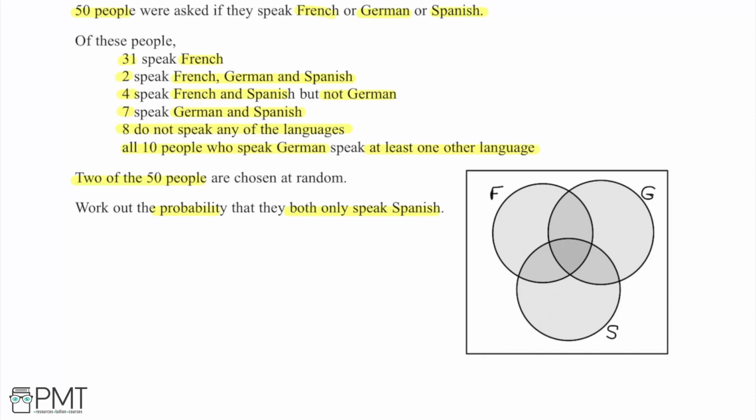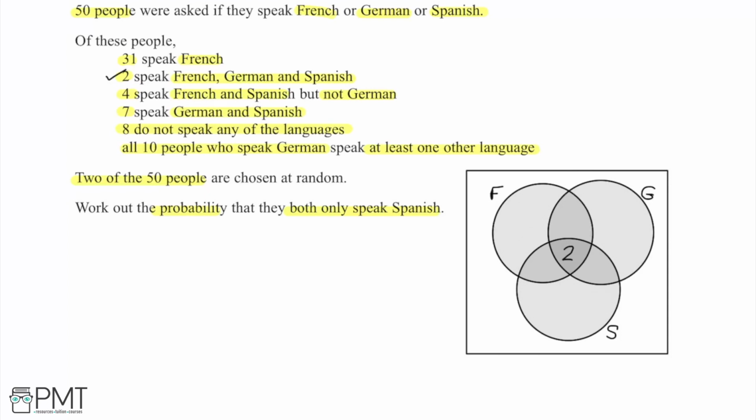However, this next point, 2 speak French, German and Spanish. So looking for the area where all 3 overlap, that's going to be the darkest area here, which is the centre, where all 3 overlap, so French, German and Spanish speakers in the centre. And I can just put in the value here of 2 because we know that 2 people speak all 3 languages. I'm just going to tick that piece off as well, just so I know that I've used it in the Venn diagram.